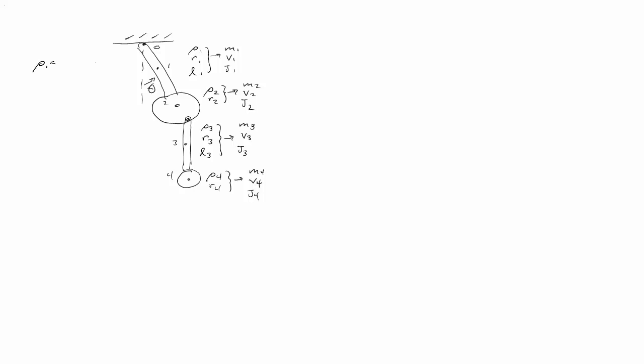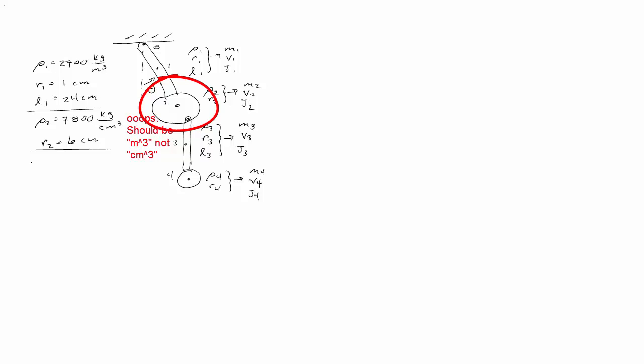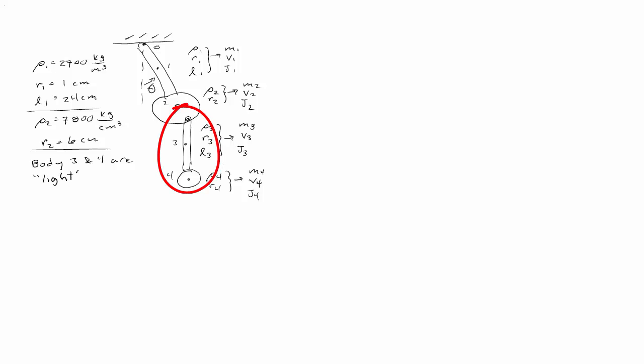Now for the upper body, the upper link I should say, we'll make that out of aluminum, so 2,700 kilograms per meter cubed for the density. And a rather small radius, it's a cylinder, and a length of 24 centimeters. That first ball is stainless steel, so quite heavy, 7,800 kilograms per meter cubed, and a much larger radius. And bodies 3 and 4 are going to be quote-unquote light, and perhaps they'll be negligible, but we'll see their effect when we get into SimMechanics.